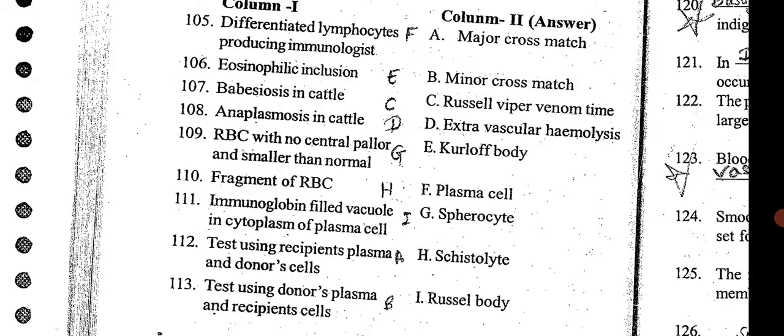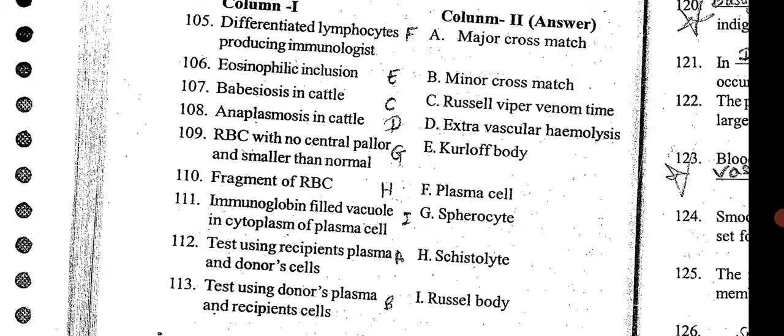Schistocytes are the fragmented red blood cells. We stated earlier that schistocytes are fragments of red blood cells, and spherocytes are smaller red blood cells with no central pallor. The difference between spherocytes and schistocytes: schistocytes are fragmented, and spherocytes are smaller with no central pallor.